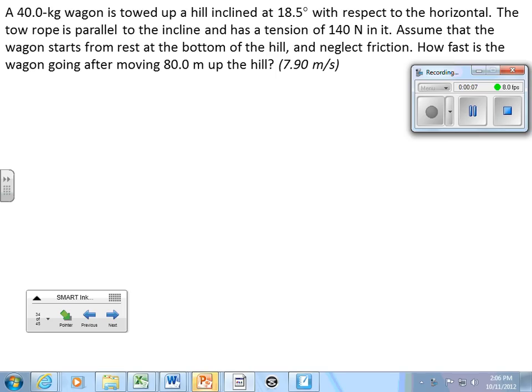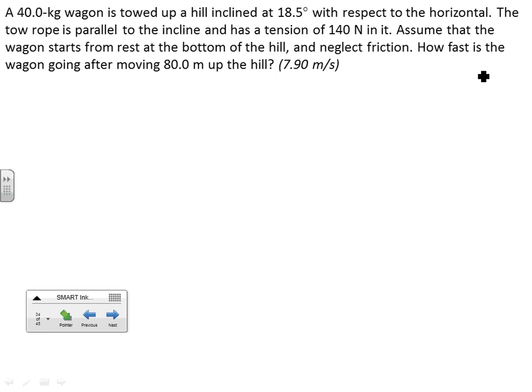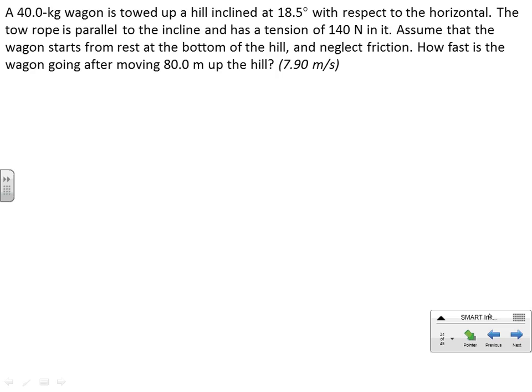So this is a real standard question about an incline. We have a wagon towed up a hill, and we're given an angle of inclination. We'll start with the free body diagram. Here's mg, forget about calling it weight. There's our normal, towed up a hill. Here's our tension force. I think it says, yep, neglect friction. So that's our full free body diagram.